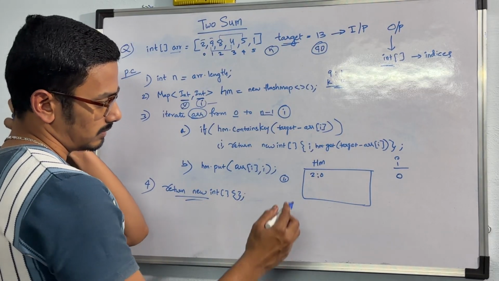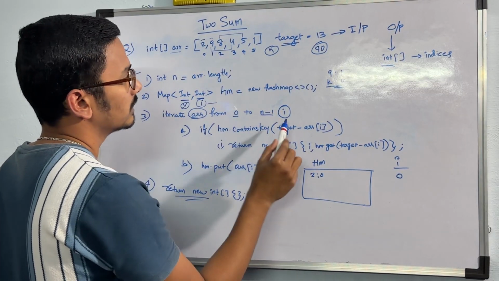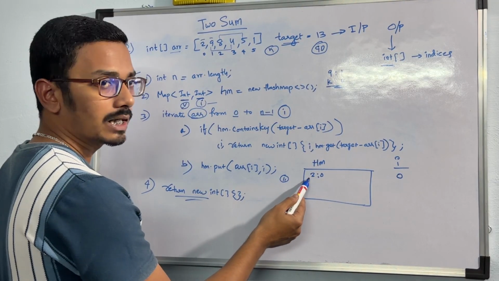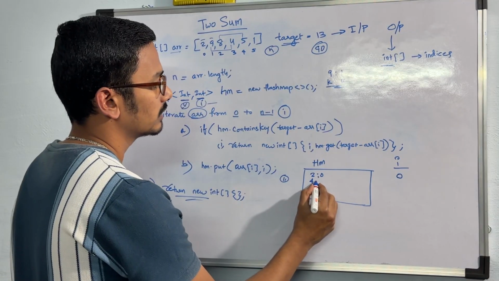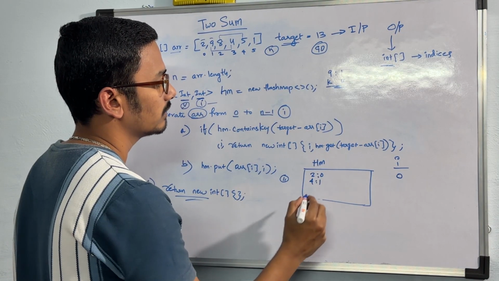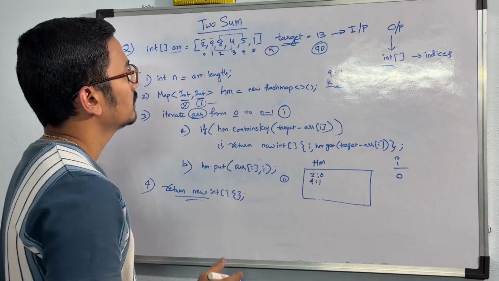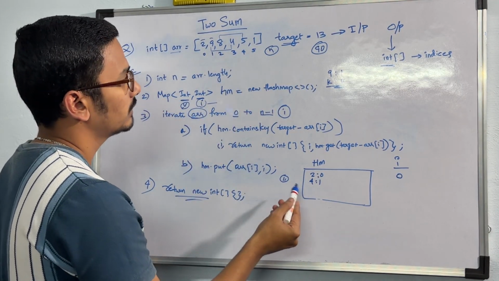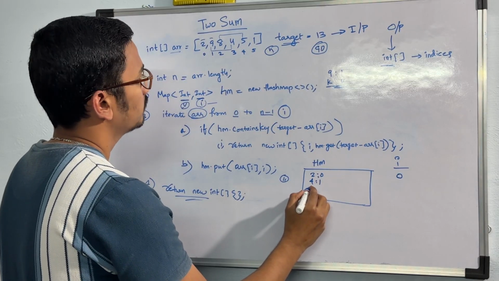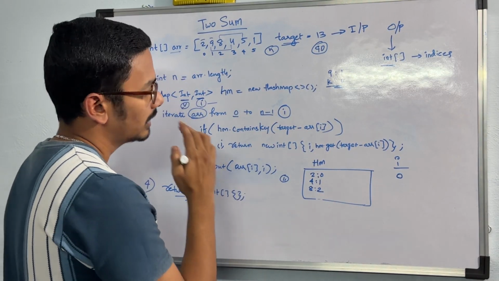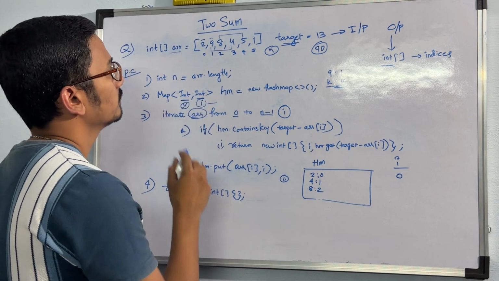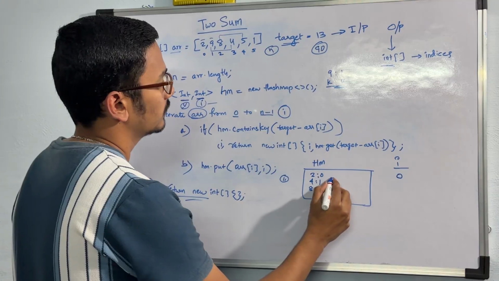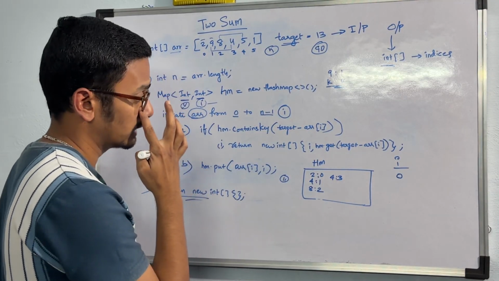Second one is target minus 9. 13 minus 9 is 4. We don't have any 4 value here in the hash map, so directly we keep 9 as the key and index value 1 as the value. Next one, 8. 13 minus 8 is 5. We didn't have 5 inside this, so we keep 8 and 2. Now 4. 13 minus 4 is 9. We didn't have 9 here, so we keep 4 and 3 as its index value.